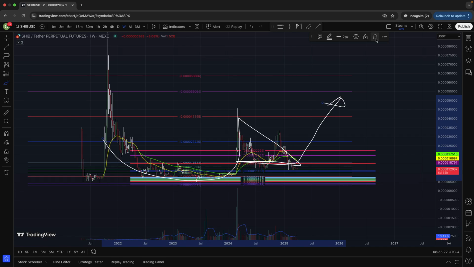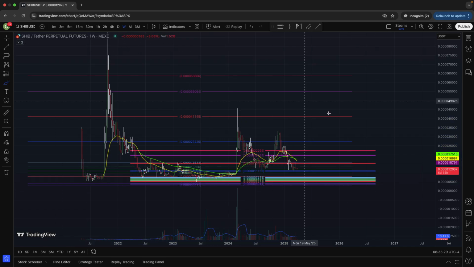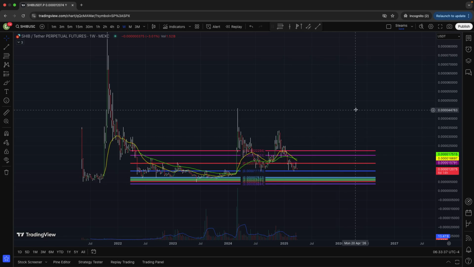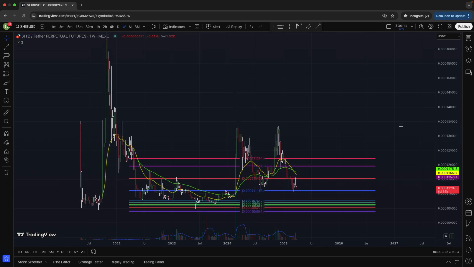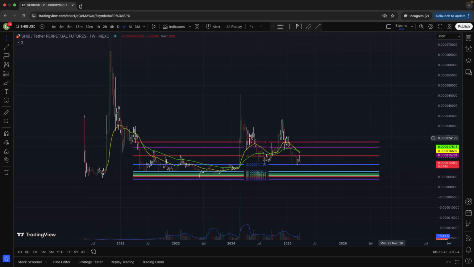So removing that now, you guys can see I've already turned on the fibs. I think these fibs are going to be a little useless. Let me see. Yeah, useless. Okay, we're going to go with these fibs, okay? And this is on the weekly, so keep that in mind.